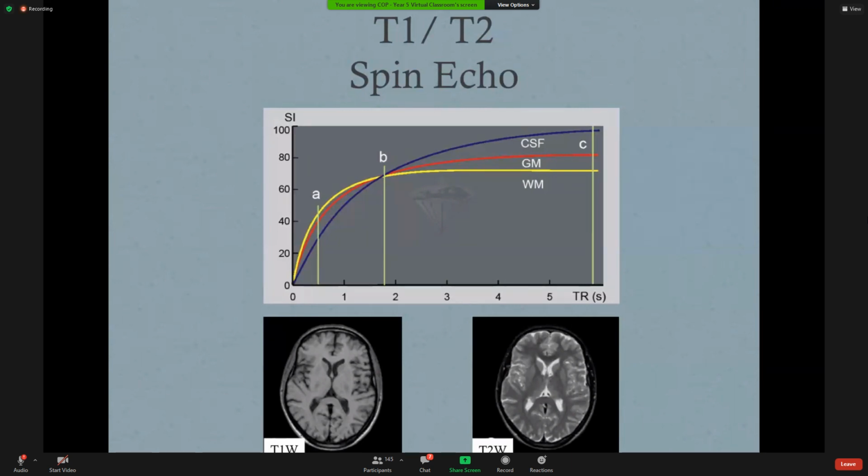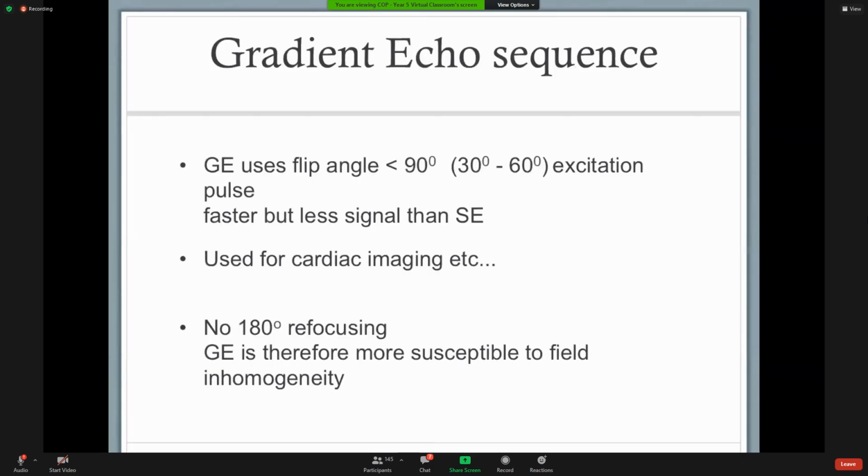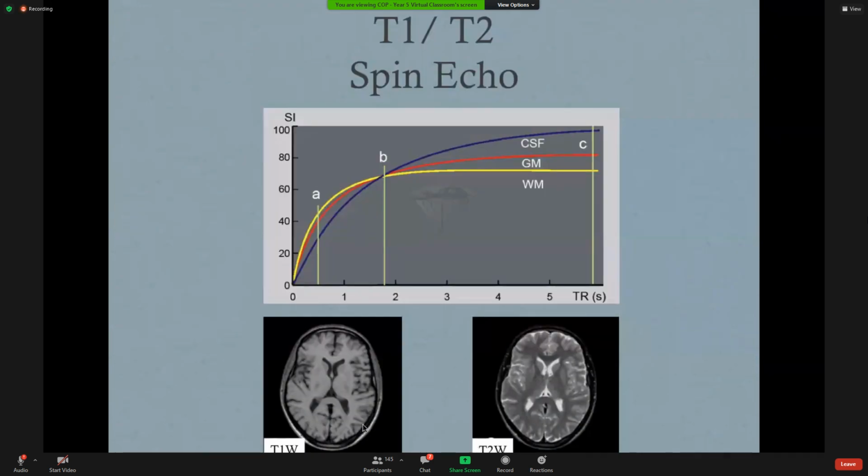This is another differentiation between T1 and T2 weighted images. So T1, T2 weighted images. For example, here you can see an image of the brain, and they are both at the same level, at the level of the lateral ventricles.